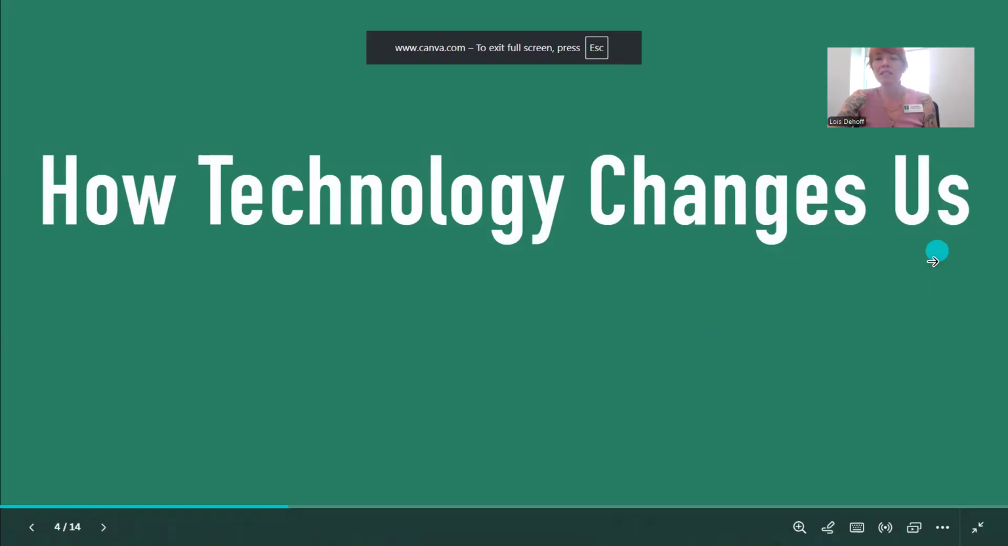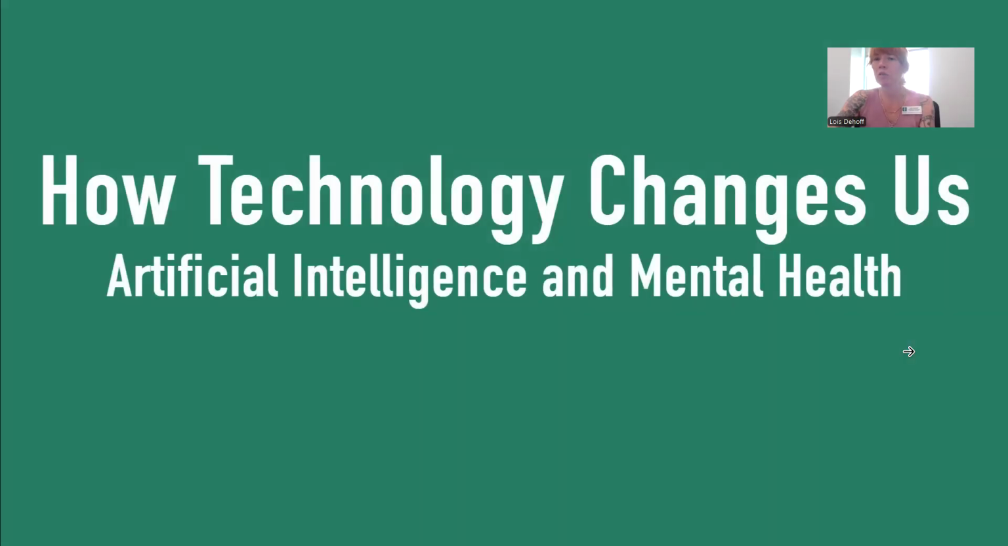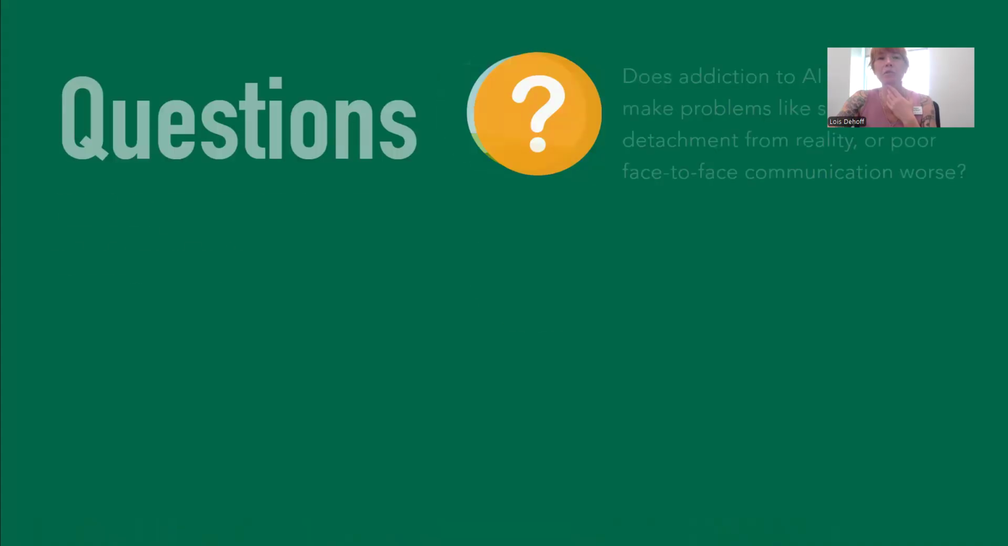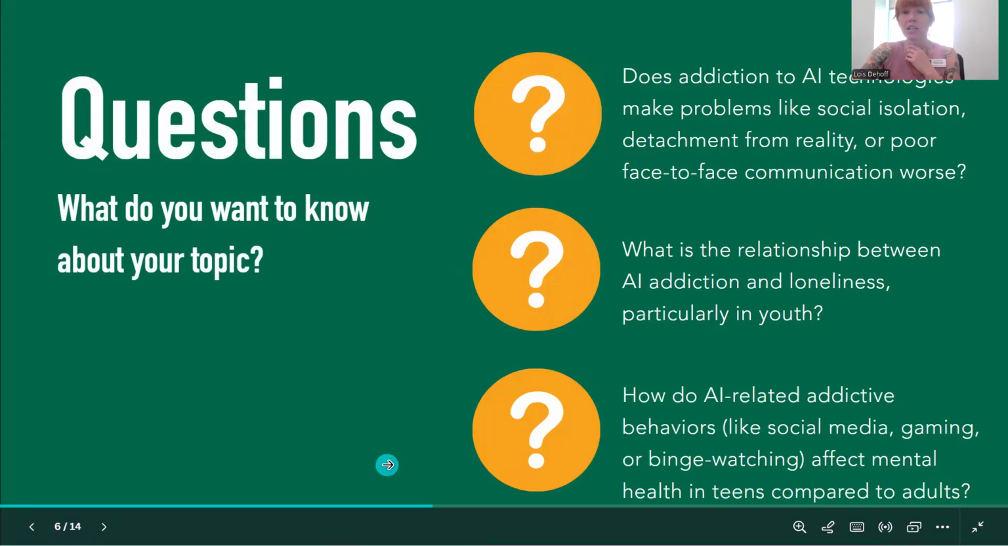So once you have decided on your topic, a lot of times your teacher will say, we're all writing a paper that deals with this issue, such as technology. And so how technology changes us, your next step is to make that smaller. Take this big topic and make it smaller. So I have decided that I'm going to look at artificial intelligence and mental health. And so after I've decided what part of this big topic I want to know more about, the next thing I'm going to do is start asking it questions.